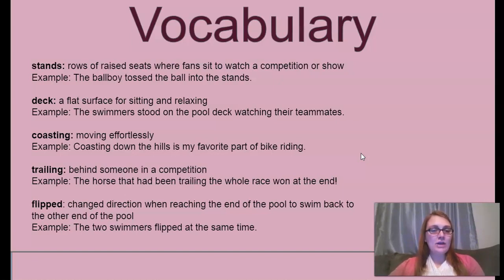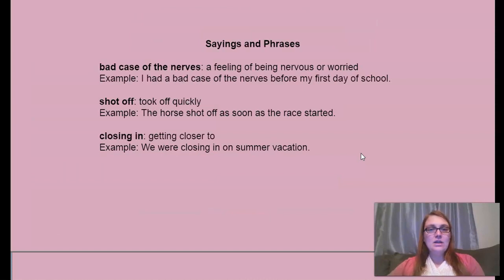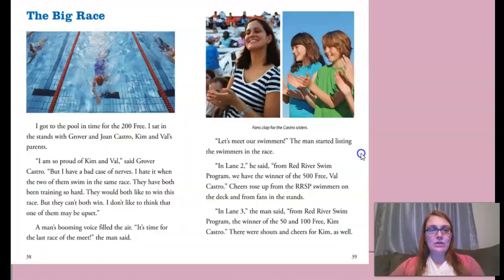Flipped, changed direction when reaching the end of the pool to swim back to the other end of the pool. Sayings and phrases: bad case of the nerves, is being really nervous or worried. Shot off, took off quickly. And closing in, getting closer to.